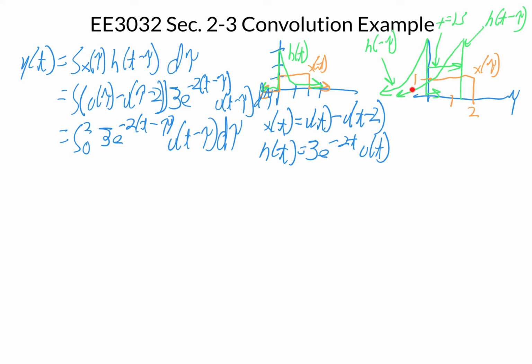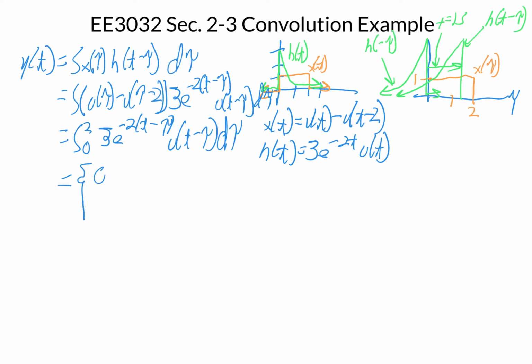But if I take this green function and I let this t parameter go to a negative value, then my transformed h function, impulse response, is over here on the left, and it's getting multiplied by the orange function having a value of 0 everywhere. So I want to divide this integral into regions that describe how the green function overlaps the orange function. And it turns out we're going to have 3 regions.